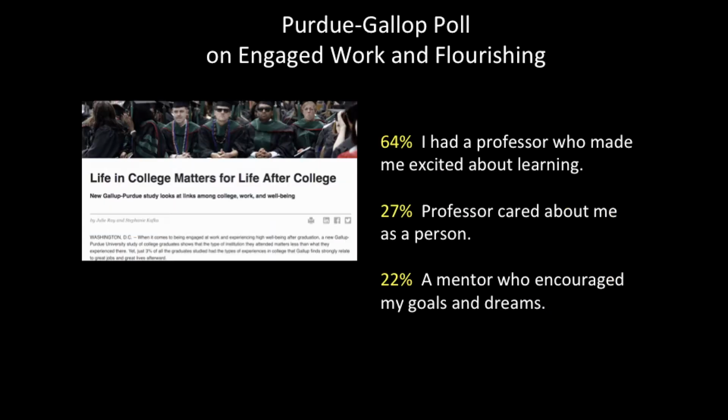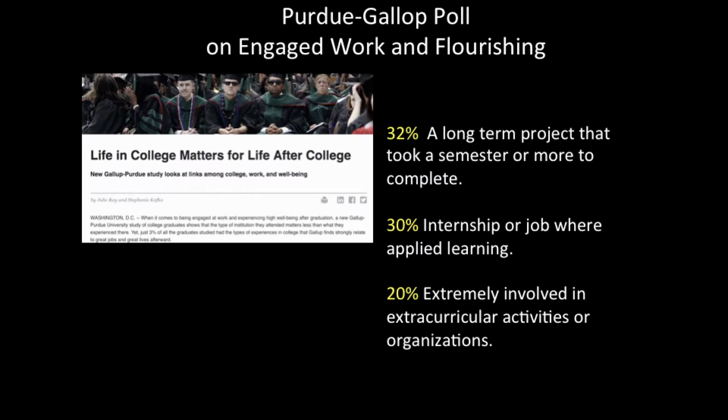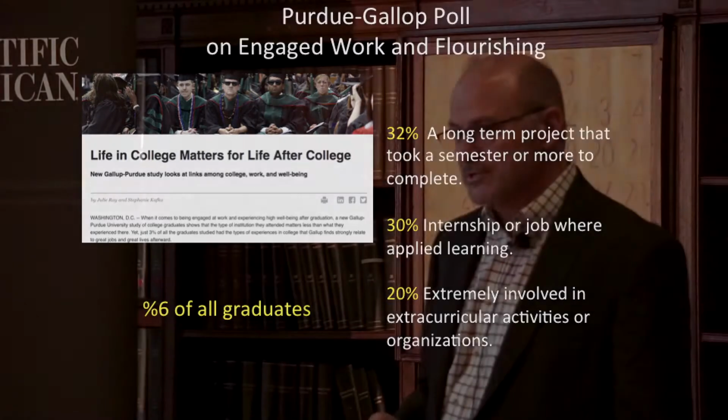Here's that data, a little bit closer. 64% said they had a professor who made me excited about learning, 27% a professor who cared about me as a person, 22% a mentor who encouraged my hopes and dreams, 14% had all three. 32% did a long-term project, 30% an internship, 20% co-curricular, 6% did all three, only 6%. So long before the digital age, higher education was doing a pretty good job at disintegrative education.